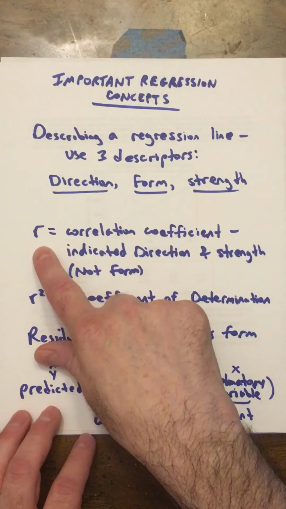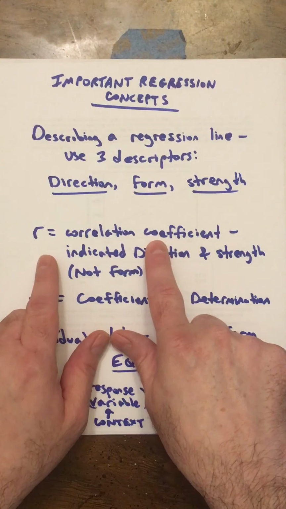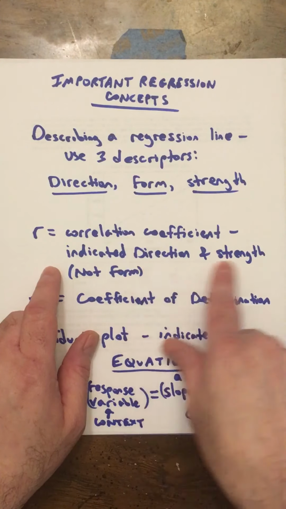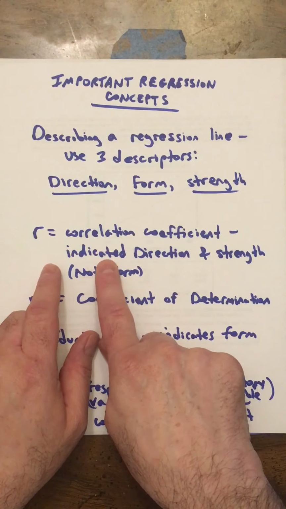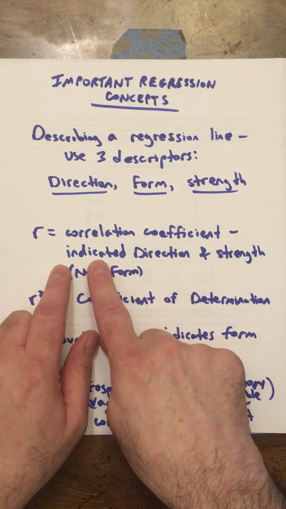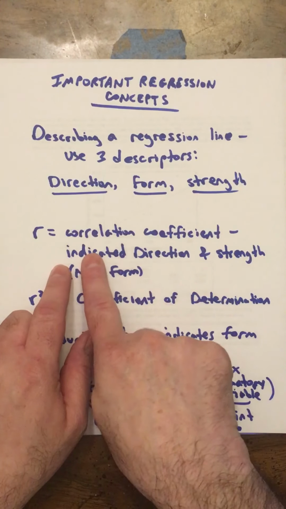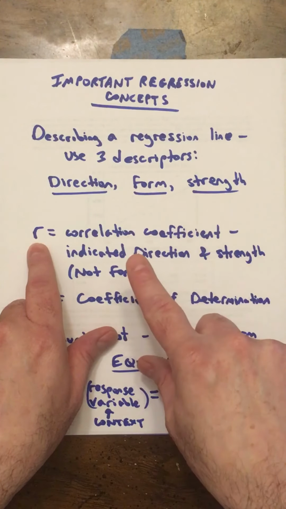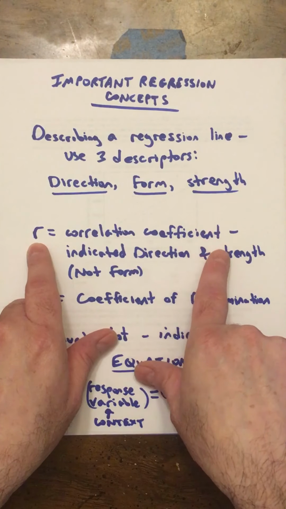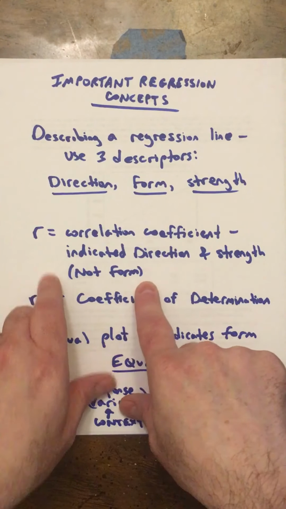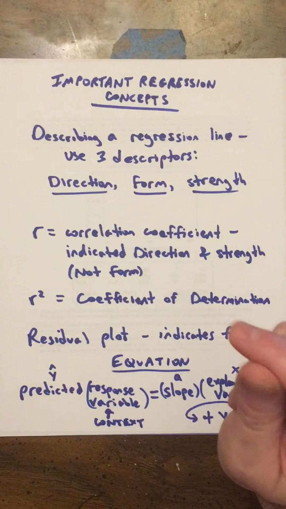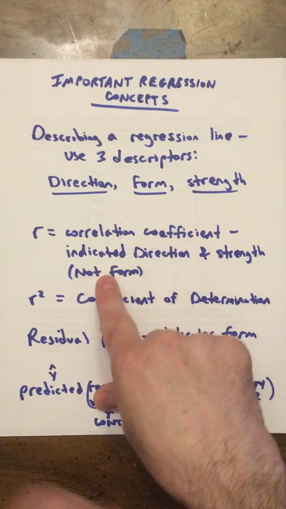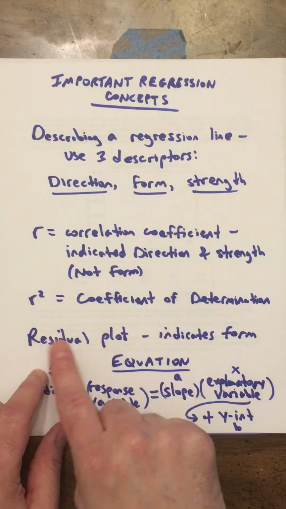Okay. R, the correlation coefficient, will indicate direction and strength. Positive will be a positive direction. Negative will be a negative direction. And the closer R is to 1 or -1, the stronger the relationship is. And the closer it is to 0, the weaker it is. Now, R doesn't tell you the form, but let's jump to here for a second.